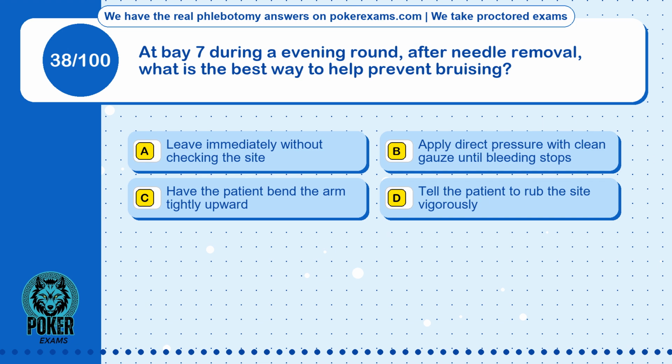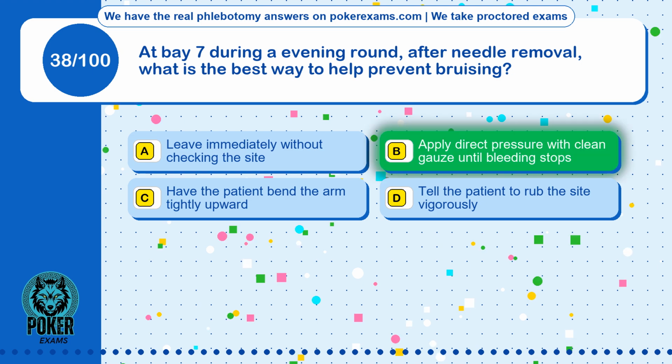Question 38. At Bay 7 during an evening round, after needle removal, what is the best way to help prevent bruising? Option A. Leave immediately without checking the site. Option B. Apply direct pressure with clean gauze until bleeding stops. Option C. Have the patient bend the arm tightly upward. Option D. Tell the patient to rub the site vigorously.